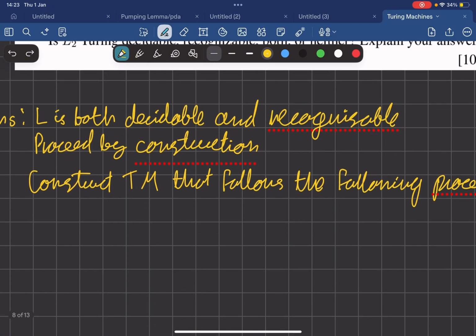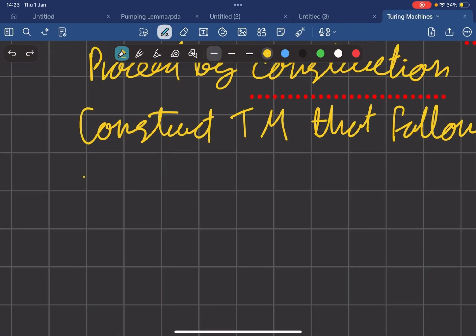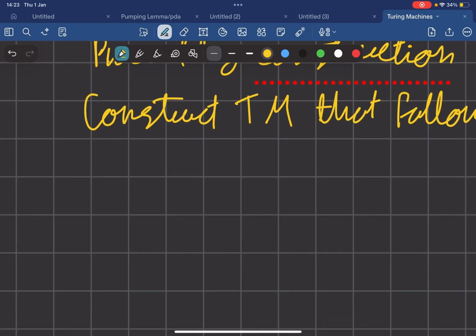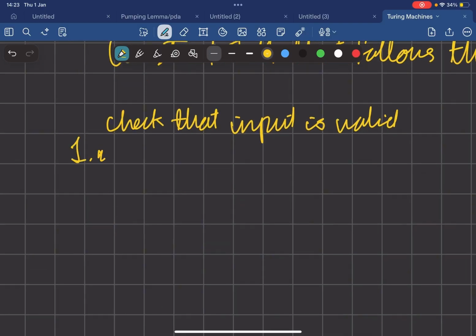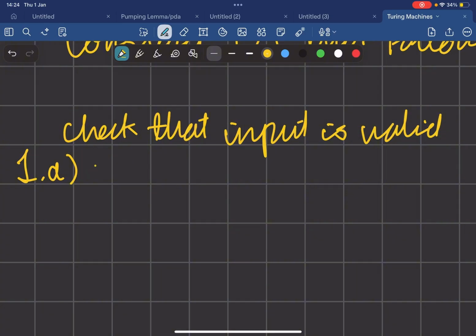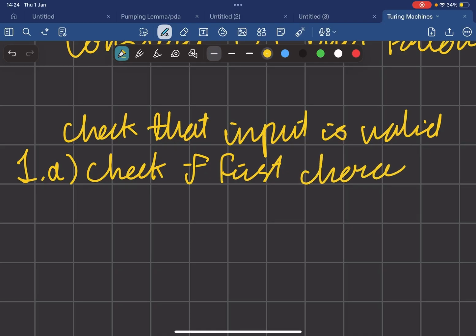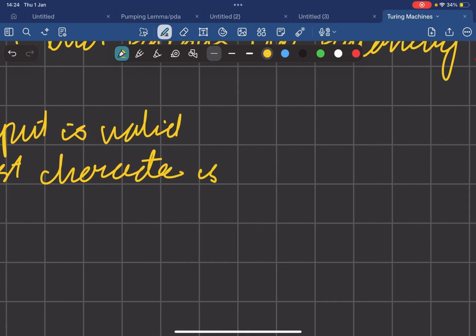So let's do that. So step 1, we're going to check that input is valid. So first, we're going to check if first character is a blank. Because if the first character is blank, then the input was empty.